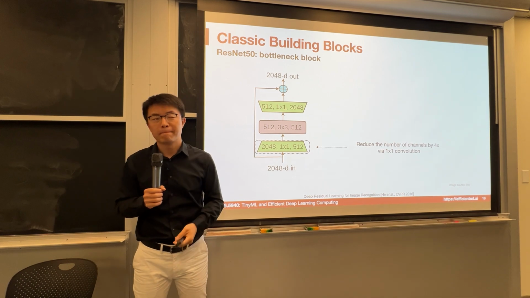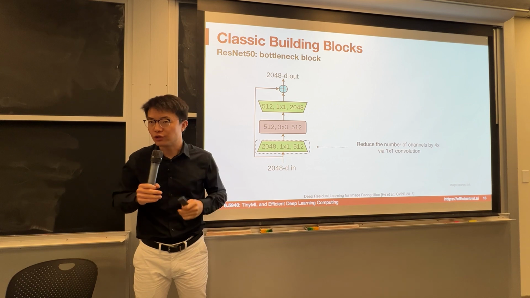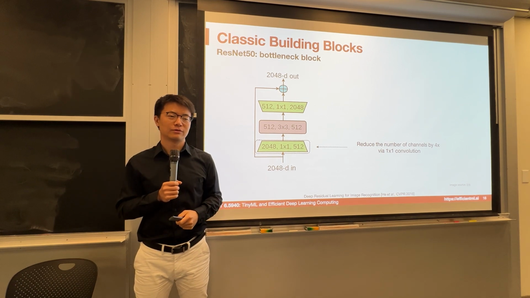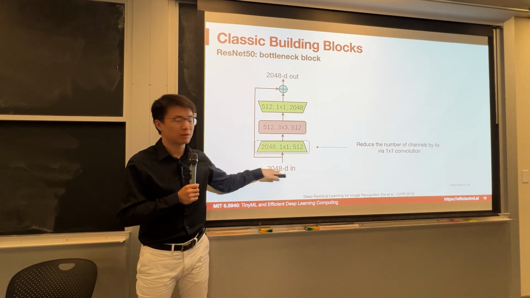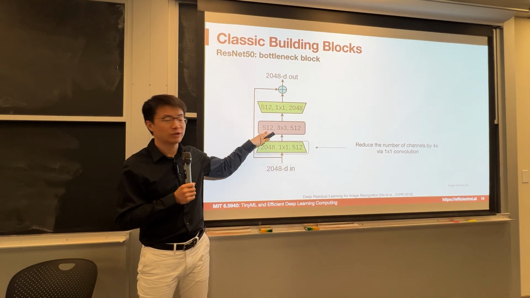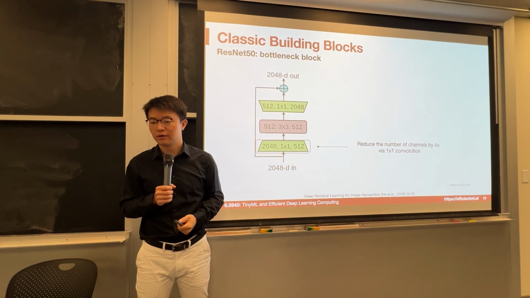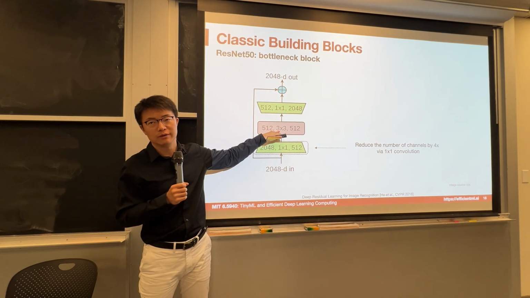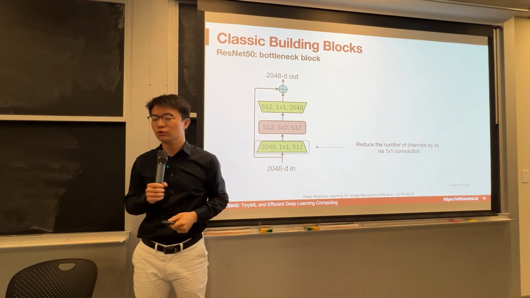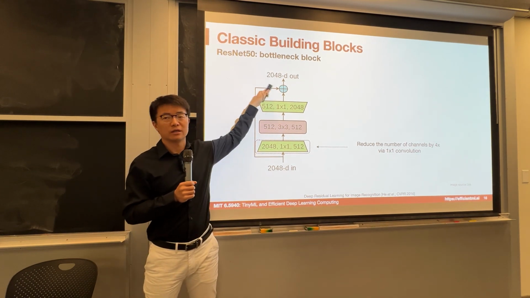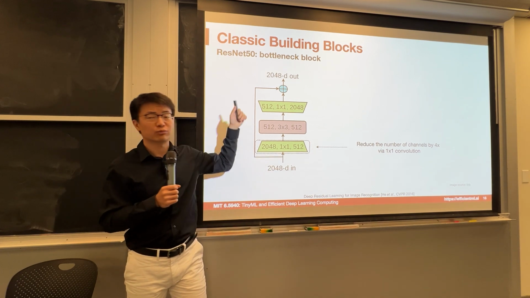So we want to make sure that before feeding to this 3x3 convolution, we reduce the channel number so that the number of MACs is reduced. So that's why we are reducing the number of dimensions by 4 times from 2K to 512. And then we do this 3x3 convolution and finally expand it back to 2K so that we can continue to add this to the main branch.